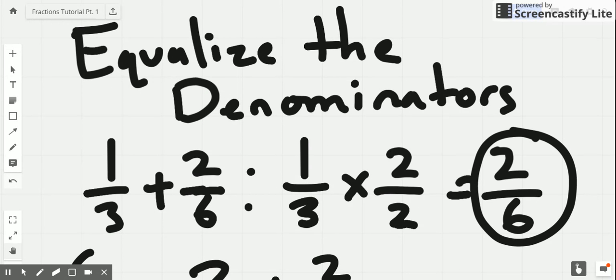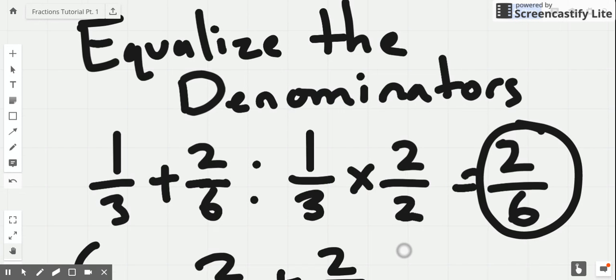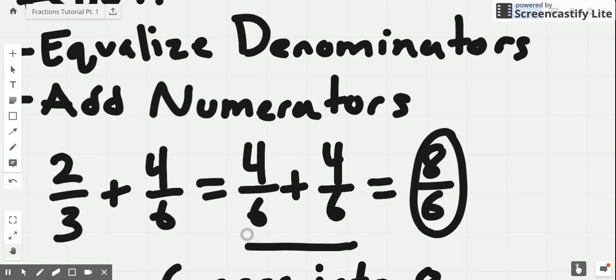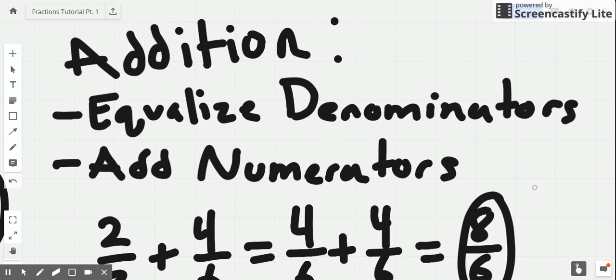So we have 1 over 3 plus 2 over 6. Now, in order to make the denominators the same, we need to multiply 3 by 2 to make it 6. So we would multiply 1 over 3 by 2 over 2, and that would give us 2 over 6. So instead of writing 1 over 3 plus 2 over 6, we would write 2 over 6 plus 2 over 6. Now, the reason we do this is just because it makes it a lot easier, and it gives us a chance to simplify in the end, and that gives us a more accurate answer. Now, for adding numbers, first we need to equalize the denominators into fractions, and then just add the numerators.